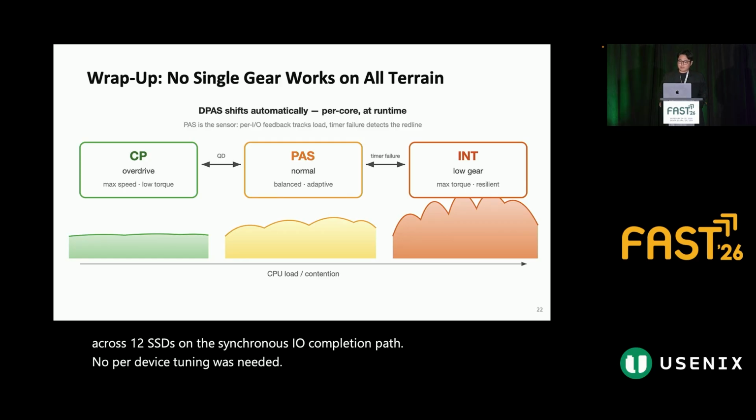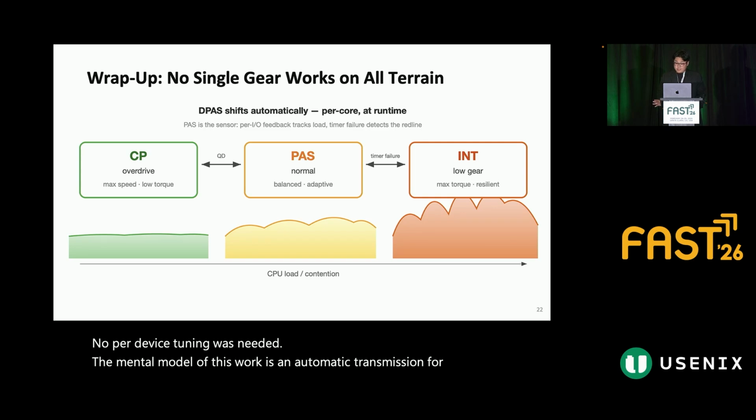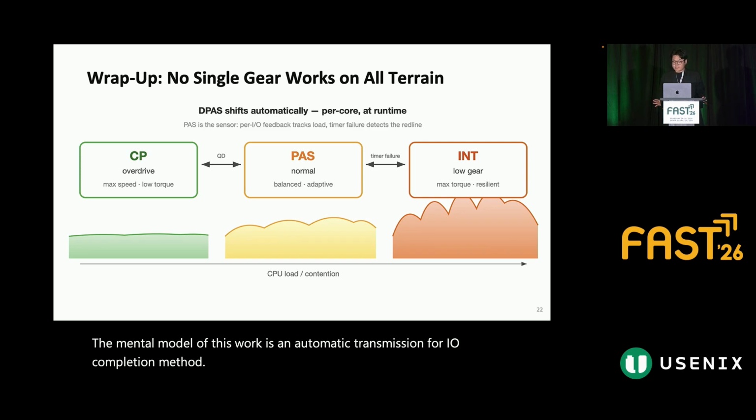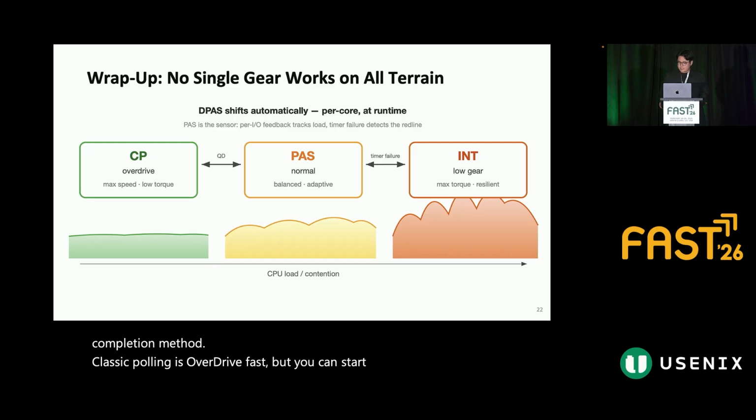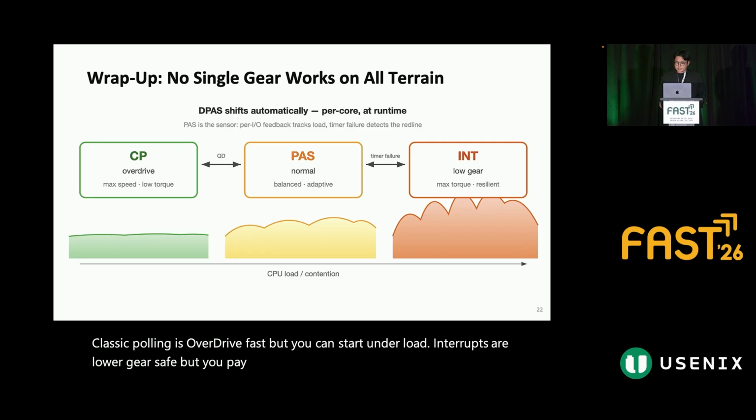The mental model of this work is an automatic transmission for I/O completion methods. Classic polling is overdrive: fast, but it can stall under load. Interrupts are the lower gear: safe, but you pay the fixed overhead. PAS is a sensor, and DPAS shifts the gears per core based on timer failure and queue depth.